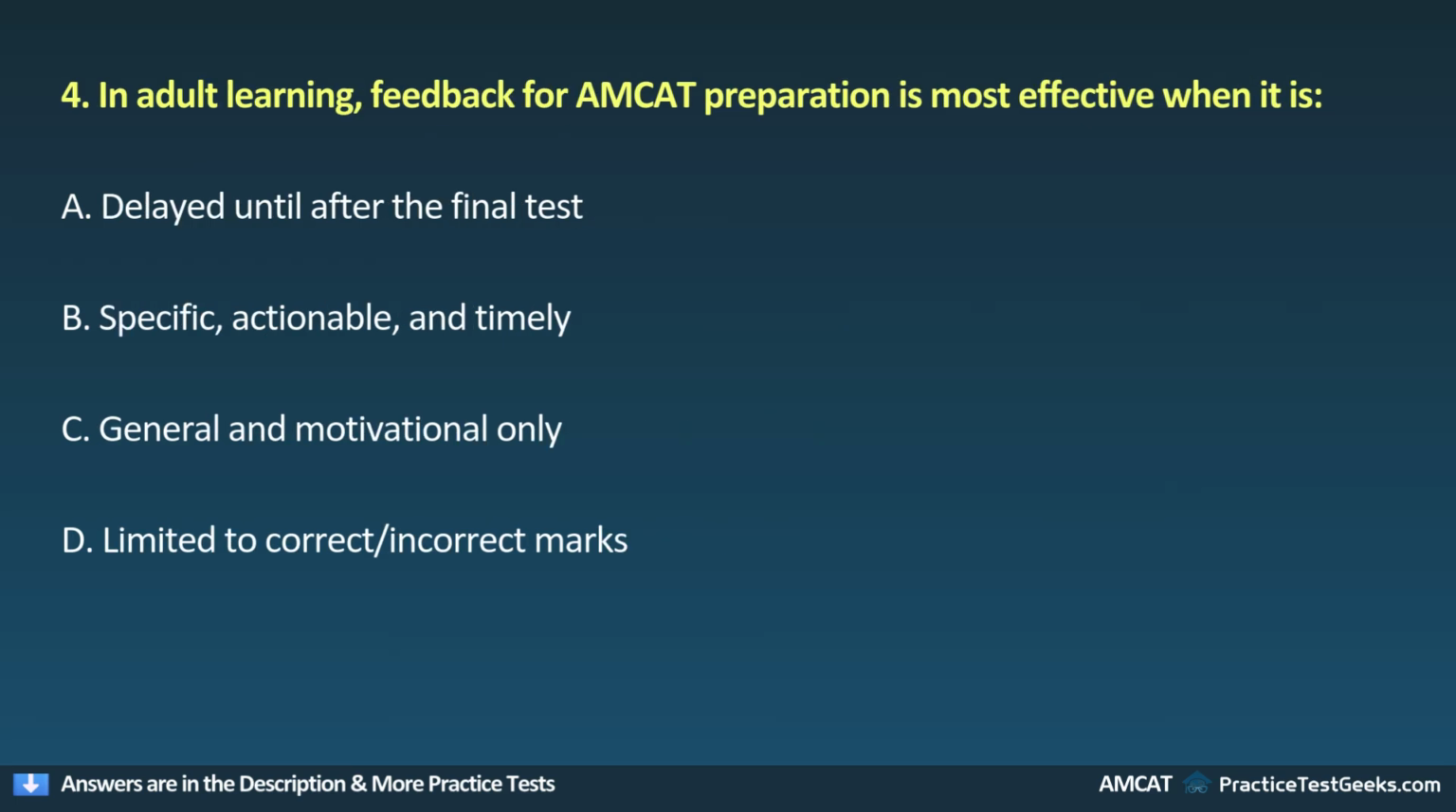4. In adult learning, feedback for AMCAT preparation is most effective when it is: A. Delayed until after the final test. B. Specific, actionable, and timely. C. General and motivational only. D. Limited to correct/incorrect marks.